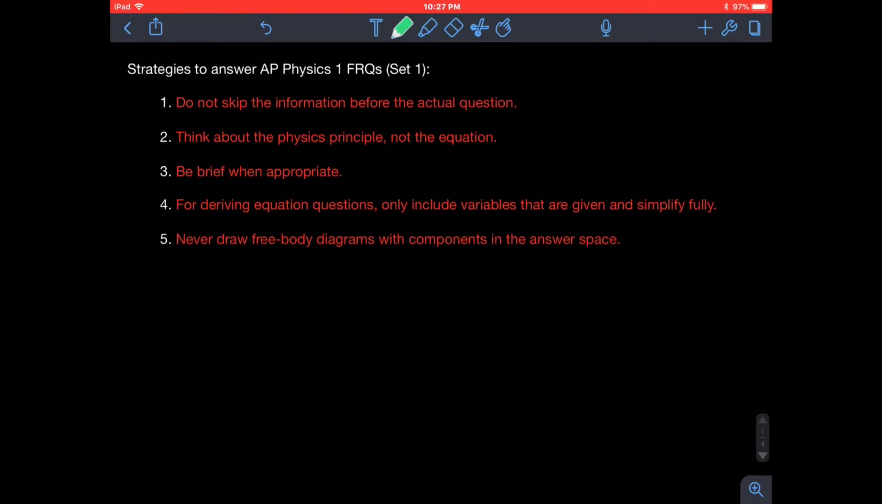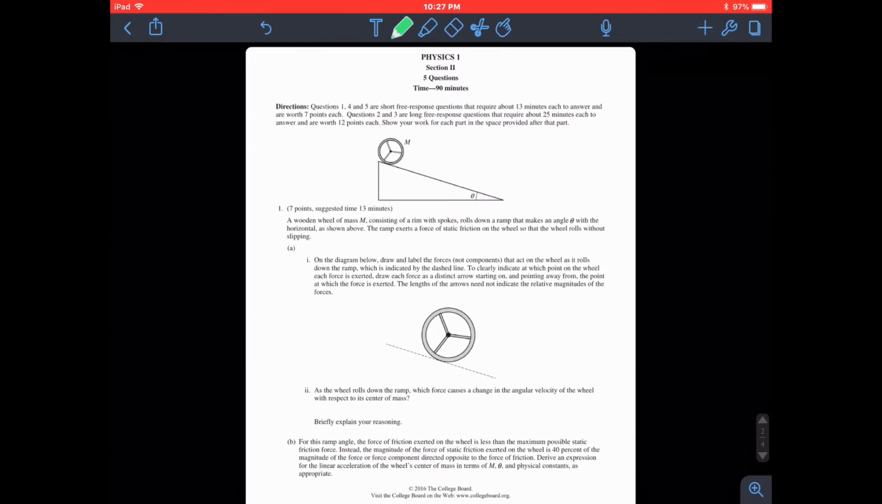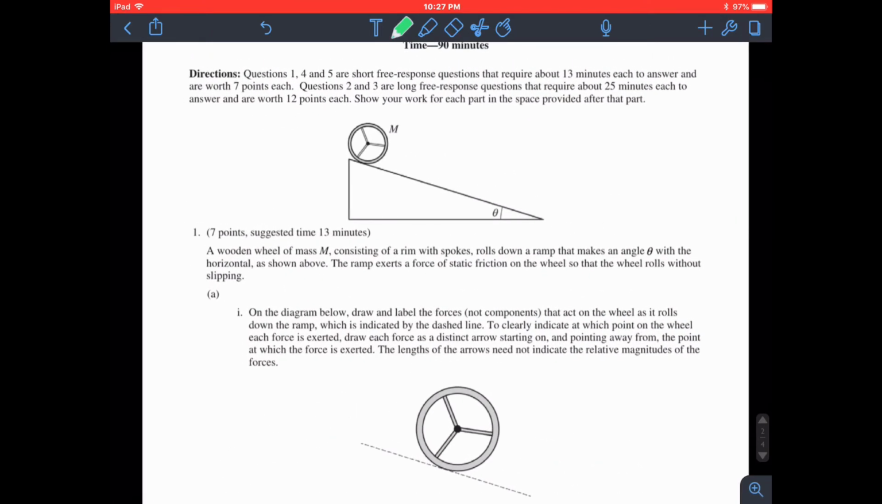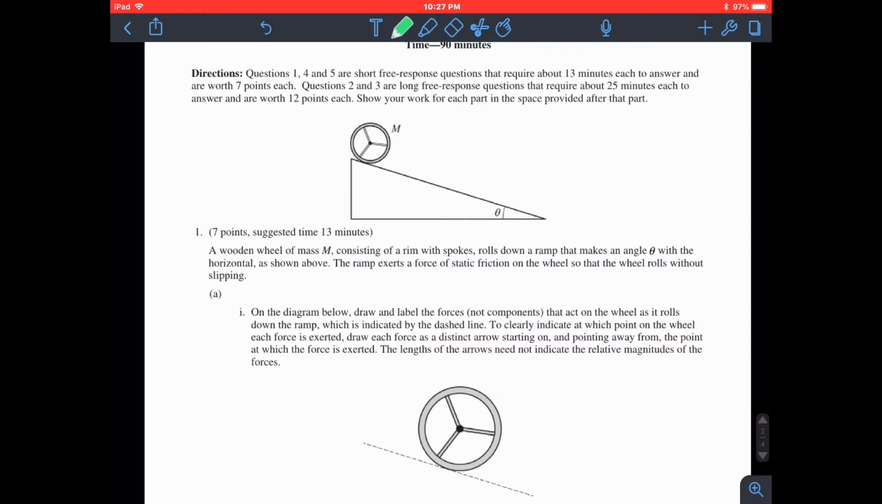Alright, so now that we've gone over the various strategies, let's go ahead and apply them to an actual question. And this is from 2016, so let's take a look at it. Right off the bat, I can see this really cool diagram on top. It's a ramp with an angle theta and a wheel of mass m. And I can think of some physics principles that this question might be asking about. Namely, forces, definitely forces, dynamic forces, rotational motion might come up, and maybe energy, but I don't know, let's see.